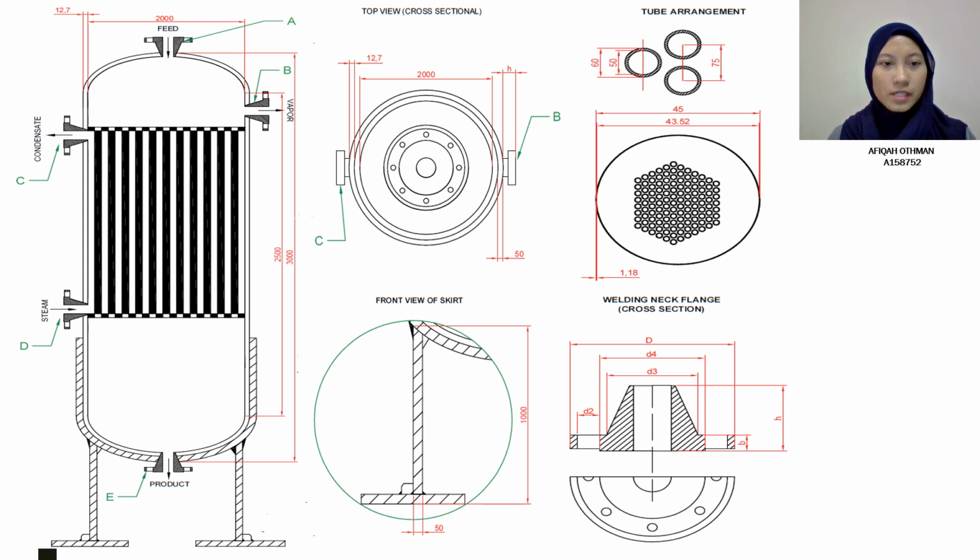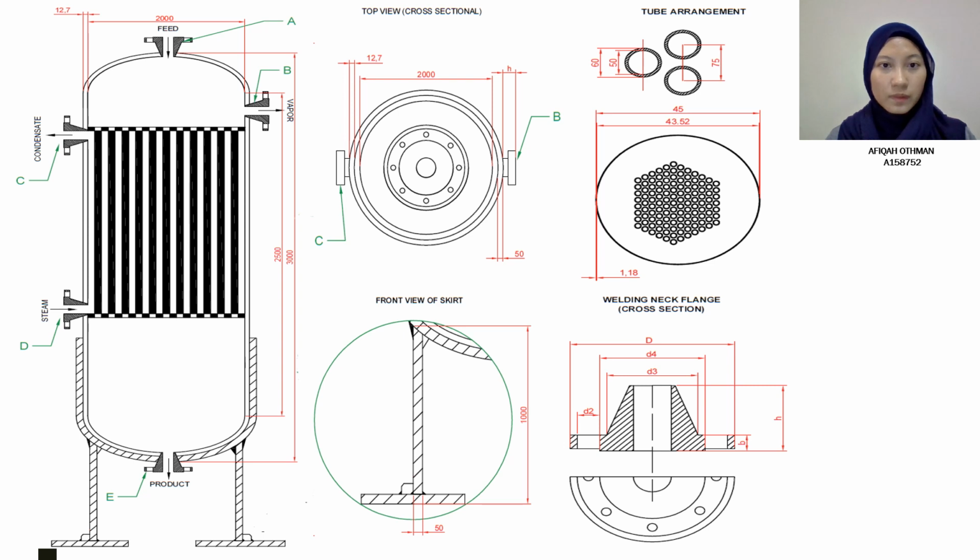So this is the mechanical design for the evaporator. The height of the evaporator is 3 meter. The steam will go in from the bottom, then it will go upward, and the condensate will go out at C. So the feed will flow down in the tube, and the product liquid will go to the E, and the vapor will go to the B.